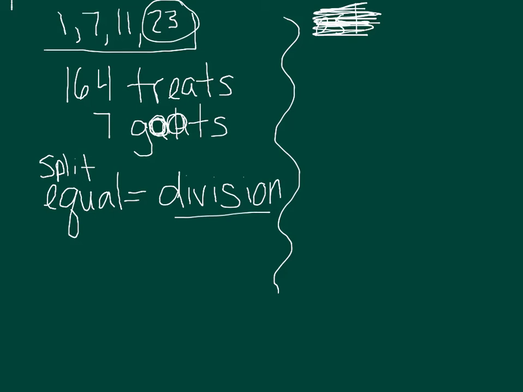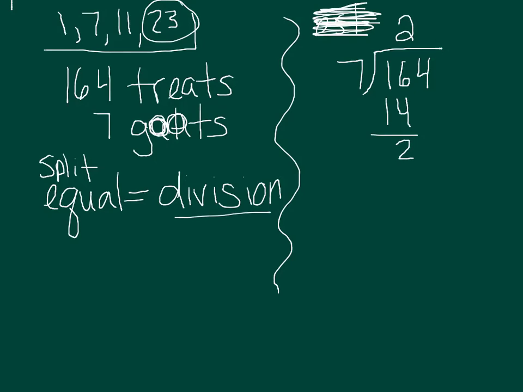Okay, how many treats will each goat get? So you're dividing 164 treats divided by 7 goats. So let's go ahead and answer that. First, you're going to ask yourself, can 7 go into 1? It cannot. So then you ask yourself, can 7 go into 16? It sure can. You're going to end up with 2 7s, and that makes 14. 16 minus 14 is 2. You're going to bring down that 4.